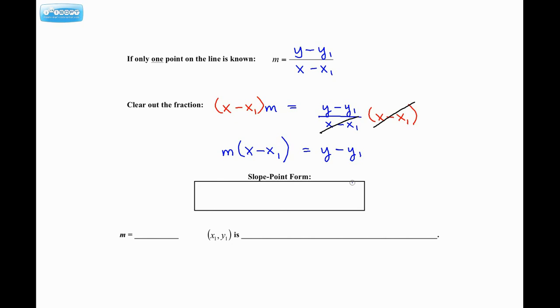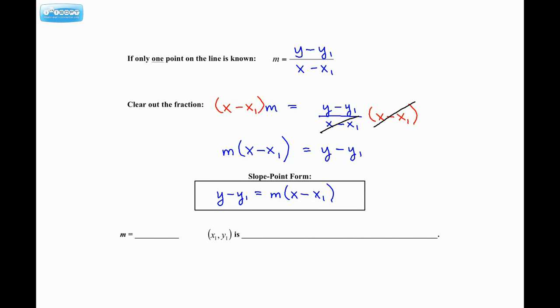Okay. So all I've done is I've taken the formula for slope and I've eliminated the little 2's, and I've just gotten rid of the fraction. Okay, so I've multiplied it out. So believe it or not, that is slope point form. So I'll just put the y's on the left. So slope point form is y minus y1 is equal to m times x minus x1.